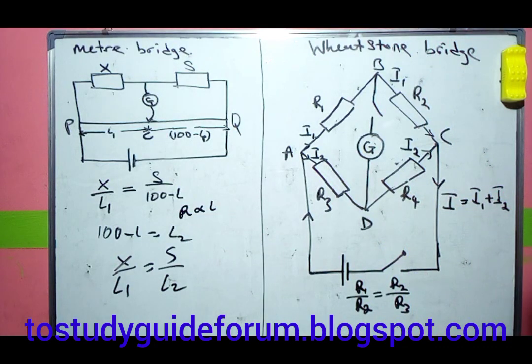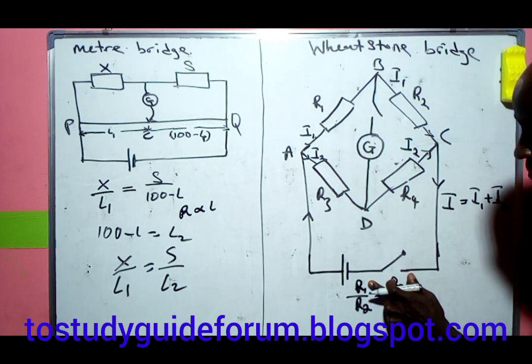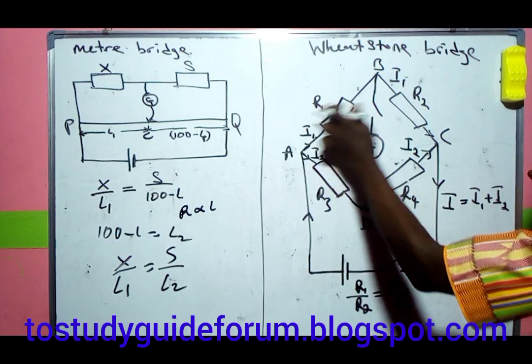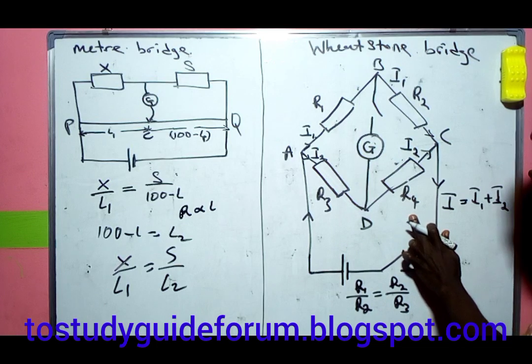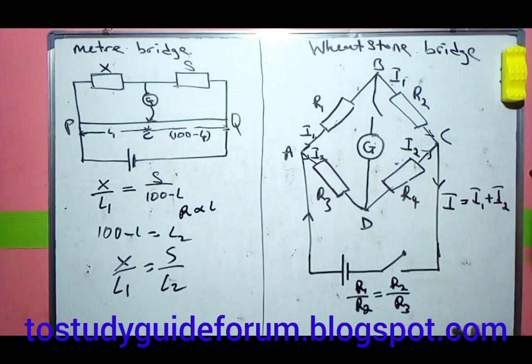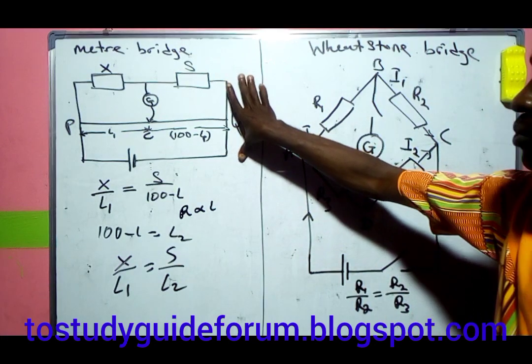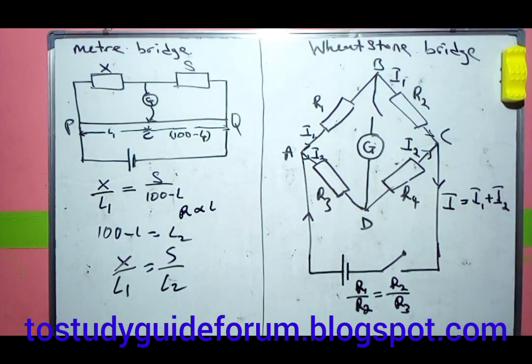In this case, to calculate the value of each resistance, we have R1 over R2 equals R3 over R4. You get the value. The next thing we are going to do is look at some calculations that will help us understand how to handle these two instruments.